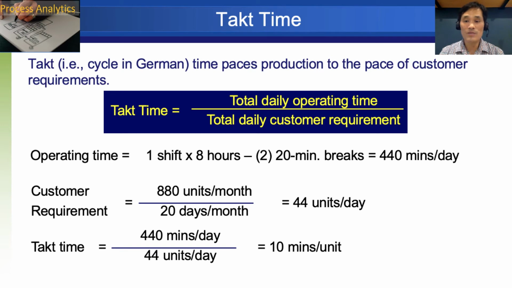Therefore, takt time is 440 minutes divided by 44 units, which is 10 minutes per unit. In other words, the company should be producing a product every 10 minutes. If one enters this company's production facility and observes the process, he or she should be seeing at least one product being manufactured every 10 minutes.